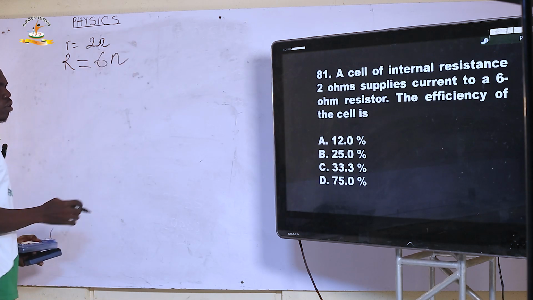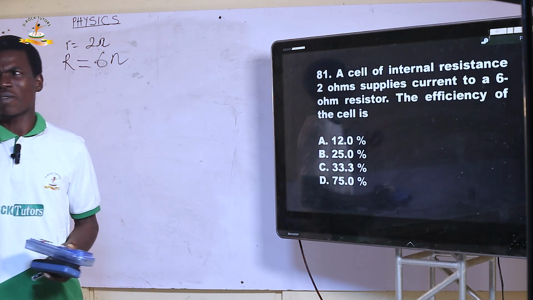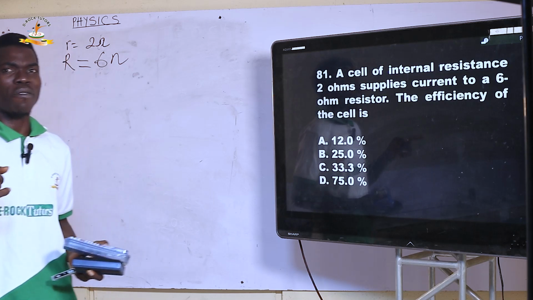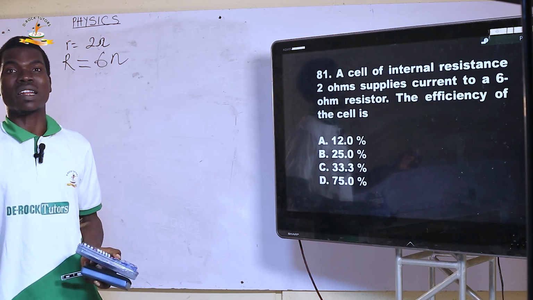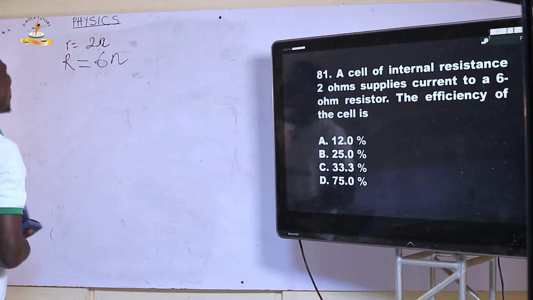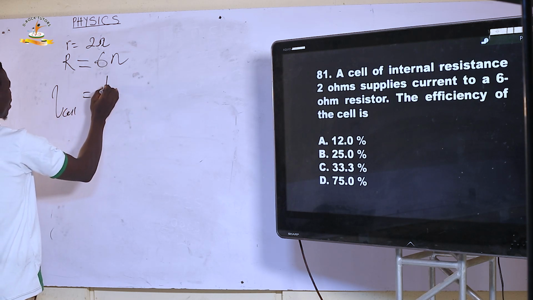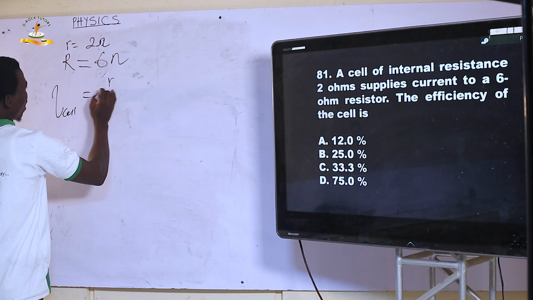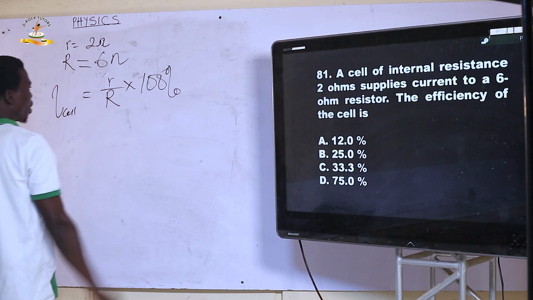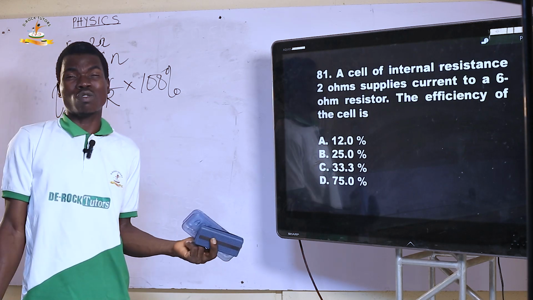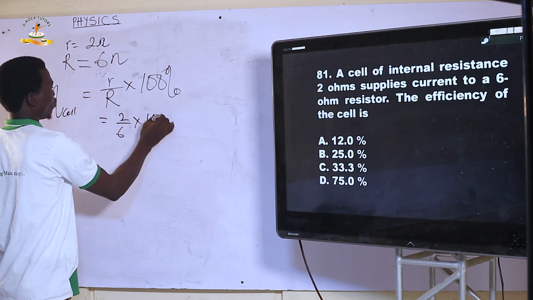So the efficiency of the cell, don't forget that the internal resistance of the cell is going to inadvertently affect the efficiency of the cell. So we always want to have a cell with no internal resistance or very little internal resistance. So the efficiency of the cell will be internal resistance, small letter r, over external resistance times 100%. That's another way, because the internal resistance is going to lead to energy loss, and this is going to be 2 by 6 all by 100%.